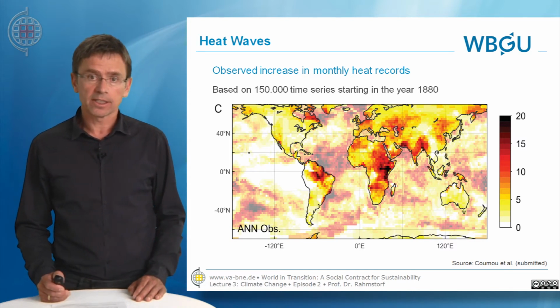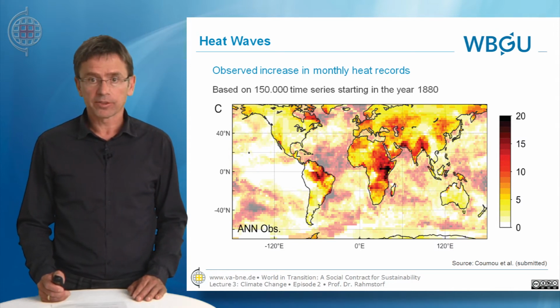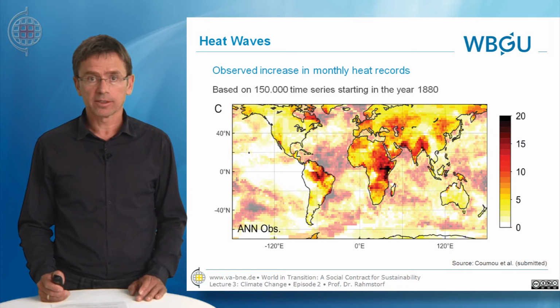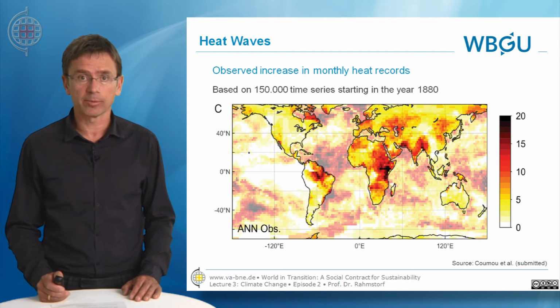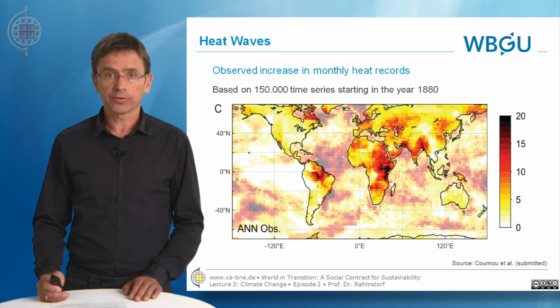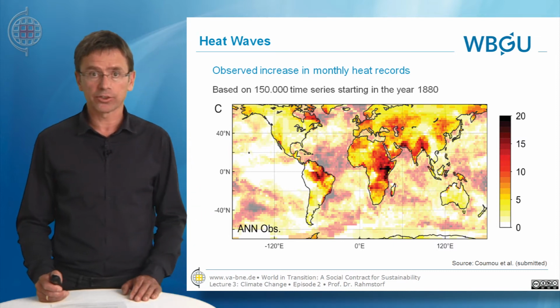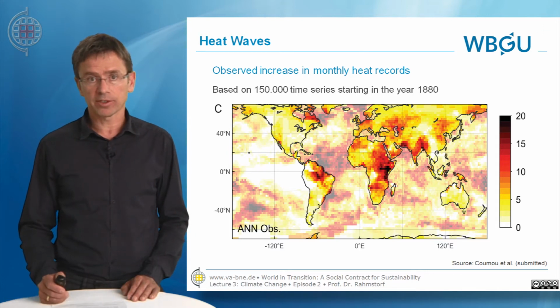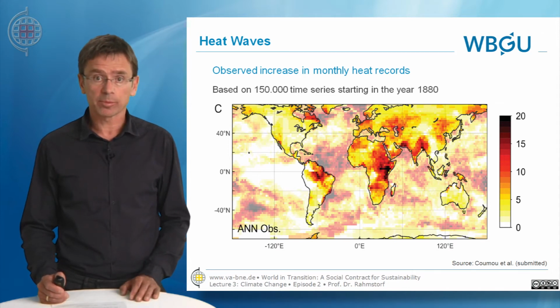What you see here is that everywhere where there are yellow, orange, red or dark red colors, the number of heat records, record-breaking warm months, is several times larger than what you expect just by chance in an unchanging climate. In fact, on global average, we now observe in the last 10 years about 5 times as many record warm months as you would expect in a stationary climate. So this is a very clear effect of global warming.